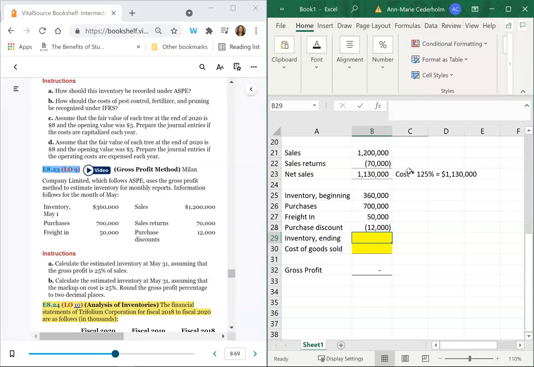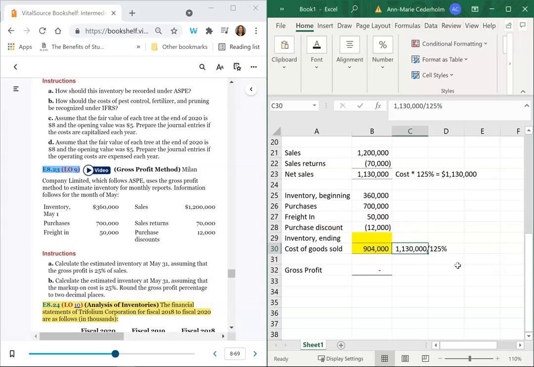So then if I calculate that on my cost of goods sold, all I have to do is take my net sales and divide that by the 1.25 or 125%, because I'm just solving for X here. So that gives me a cost of $904,000. And remember, all I did is I took the sales and I divided that by my markup.